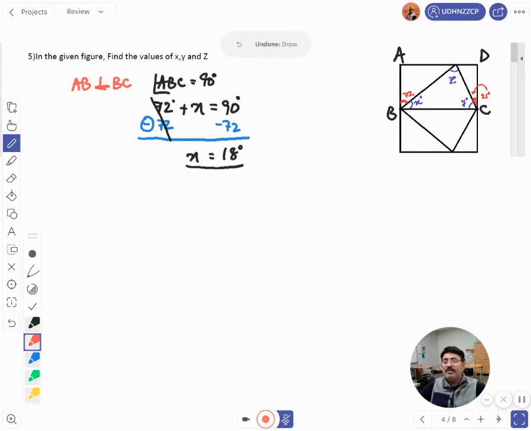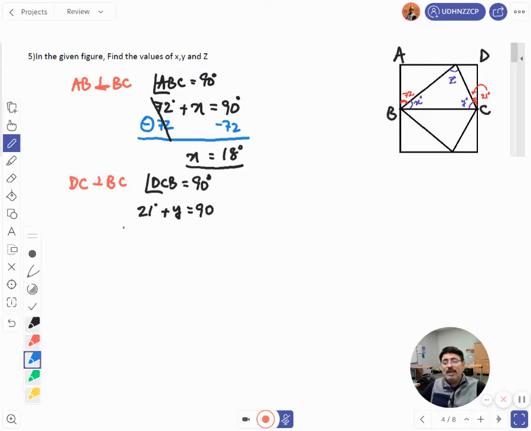Let me write. DC is perpendicular to BC. Therefore, angle DCB is 90 degrees. So, I see that it is 21 degrees. Yes, it is. So, 21 degrees plus y equals 90.